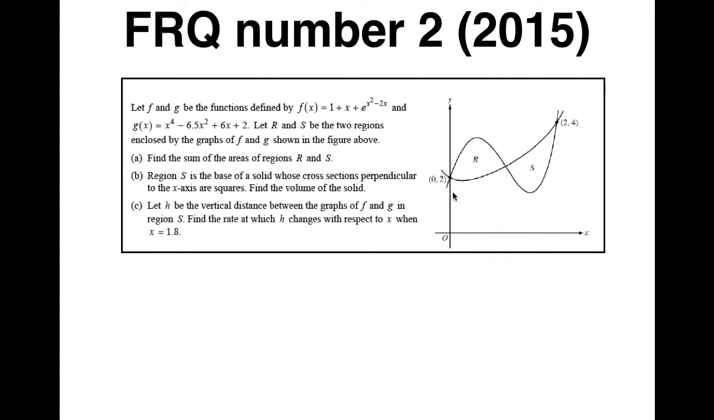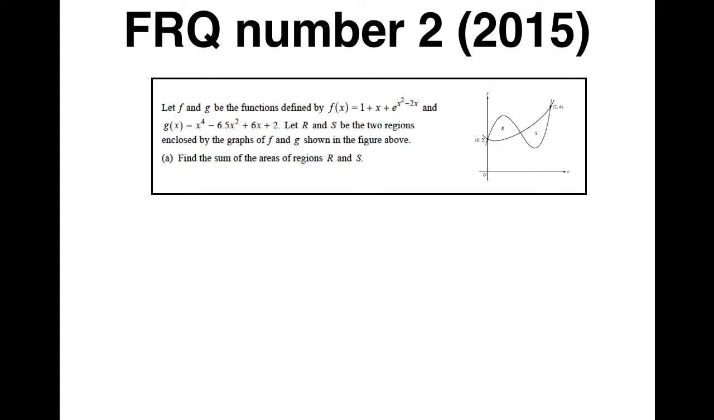Question A is to find the sum of the areas between the two graphs, so the area R plus the area S. Second question, question B: region S is the base of a solid whose cross-sections perpendicular to the x-axis are squares. Find the volume of the solid. And question C: let h be the vertical distance between the graphs of f and g in region S. Find the rate at which h changes with respect to x when x equals 1.8.